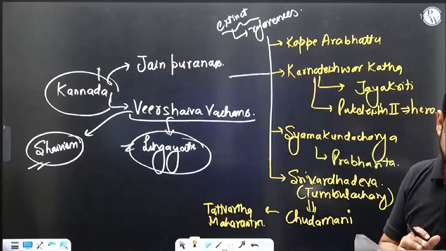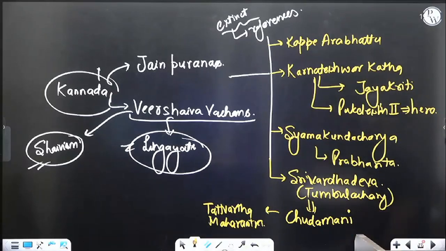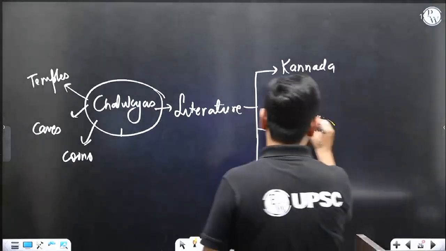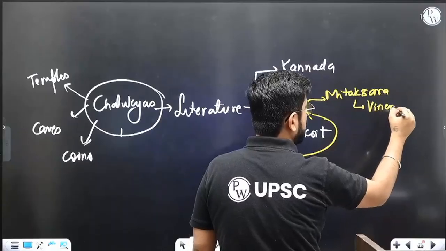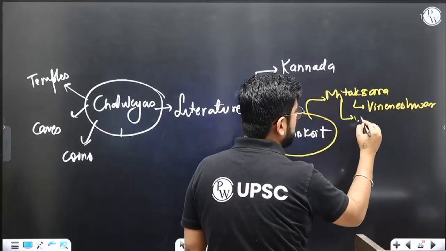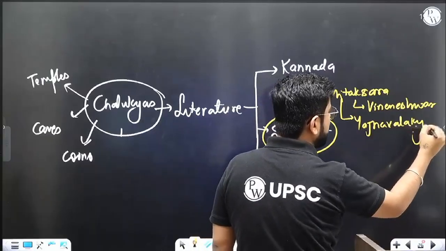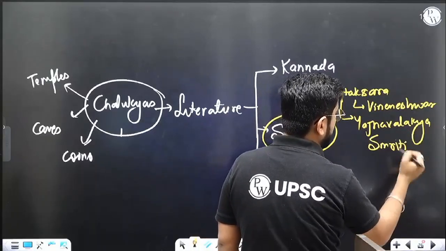Okay, Tatvarth Maharashtra. Similarly, if we talk about Sanskrit, let's add two books over here. Sanskrit here only we can write. So Sanskrit one is Mitaksara. Mitaksara is written by Vigneshwar. And this is commentary over Yagnavalakya Smriti. This we had discussed before as well. Smriti. Right. So we are talking about Yagnavalakya.